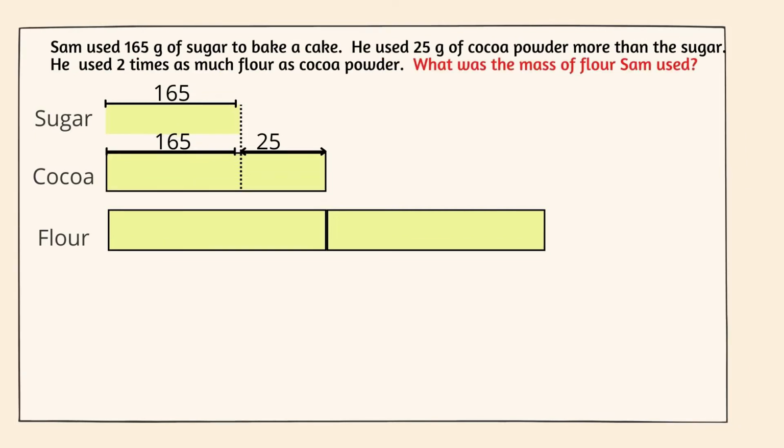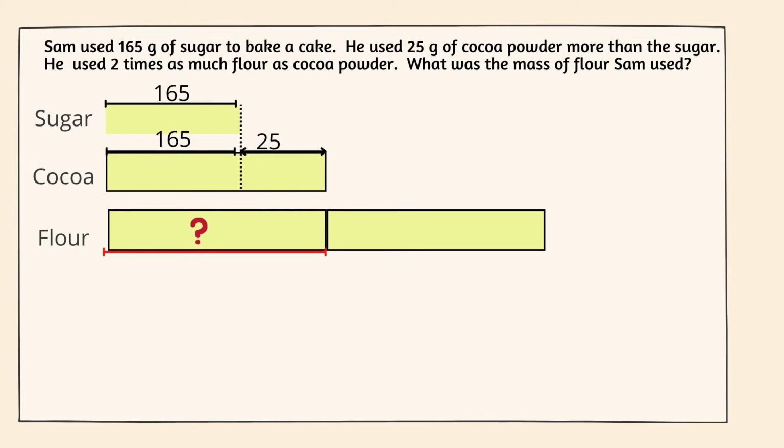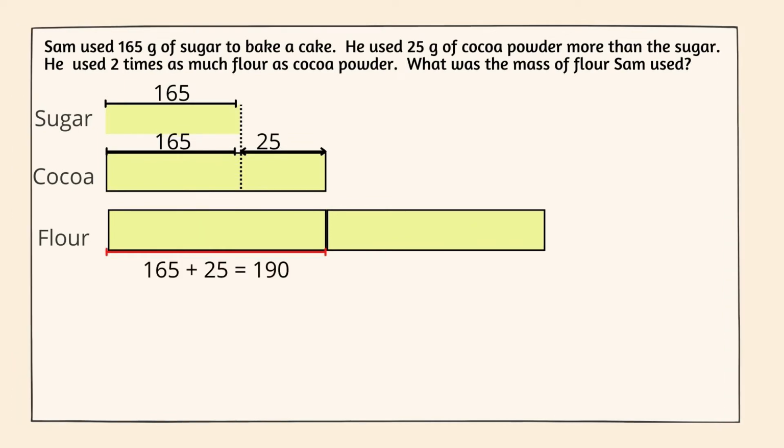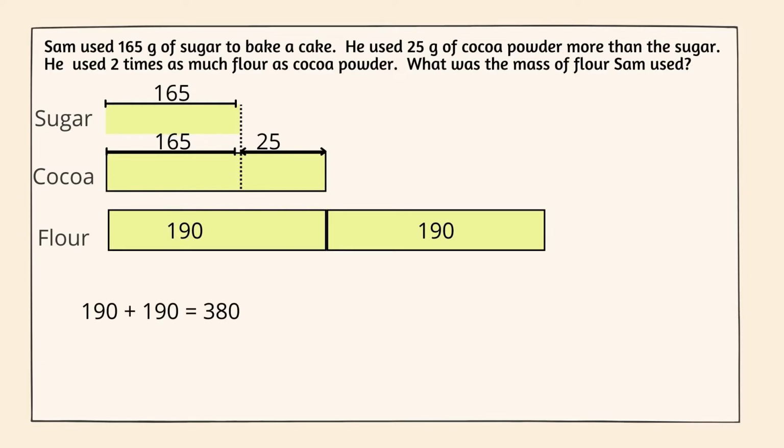What was the mass of flour Sam used? Can you tell me how to find this part? You should be able to tell that this part equals 165 plus 25, which is 190 in 1 unit. If you're still confused and not sure about this part, you can watch this video again. The answer to this question is Sam used 380 grams of flour.